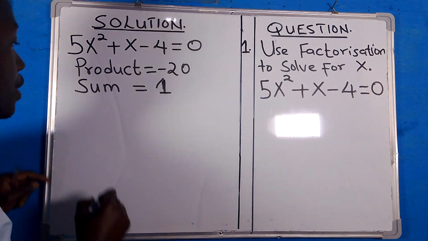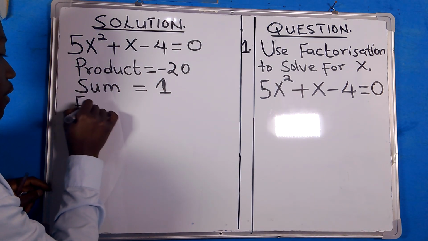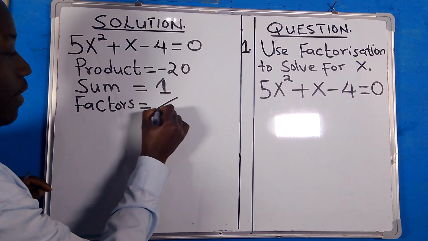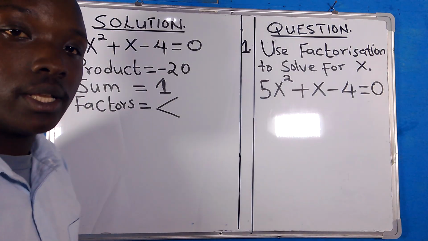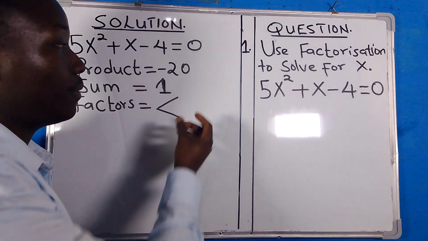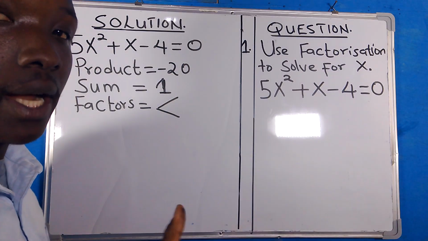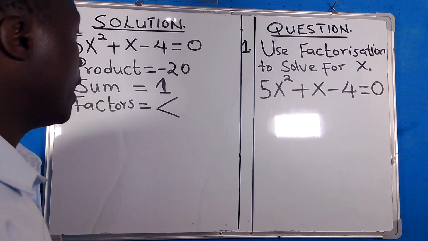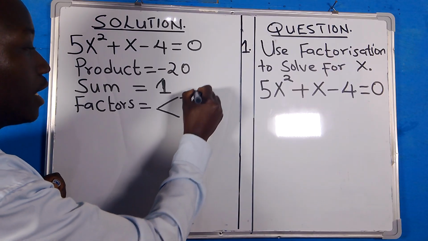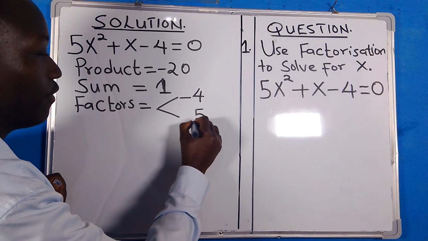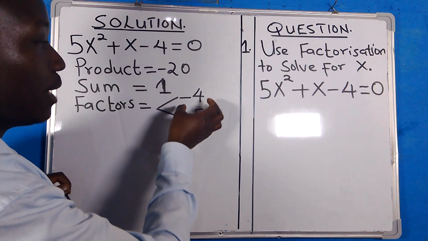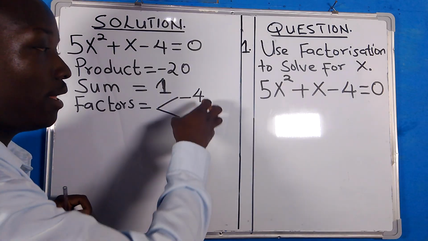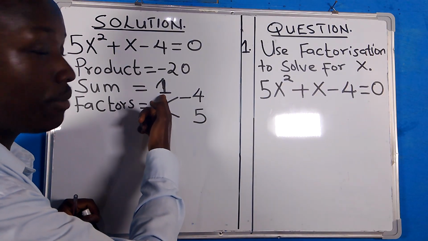We should now proceed to determine what we call the factors. Our factors are two numbers which, if we multiply them, we will get negative 20, and when we add the two numbers, we will get positive 1. Our two numbers will be equal to negative 4 and positive 5. If you multiply negative 4 times 5, it will definitely give you negative 20. Then negative 4 plus 5 gives us positive 1.